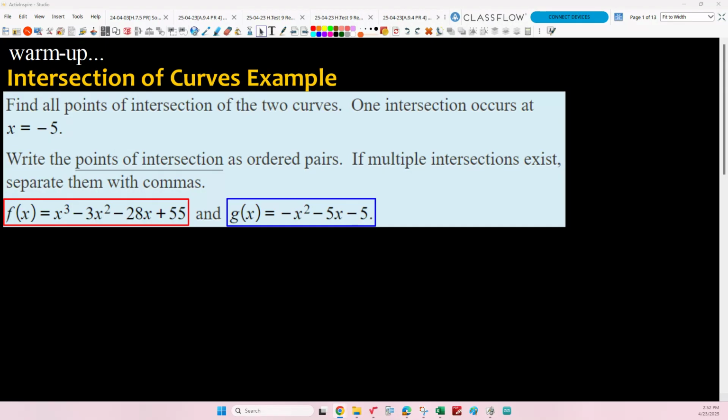We have two different curves. Can anyone tell me what a curve is off the top of your head? Yeah, I saw someone do it. It's just not a straight line. So it could be like a U, it could be like a W, it's just not straight. So we're given two curves, the red function and the blue function, and we're given one point of intersection. Just think for a second on how we could find the other ones.